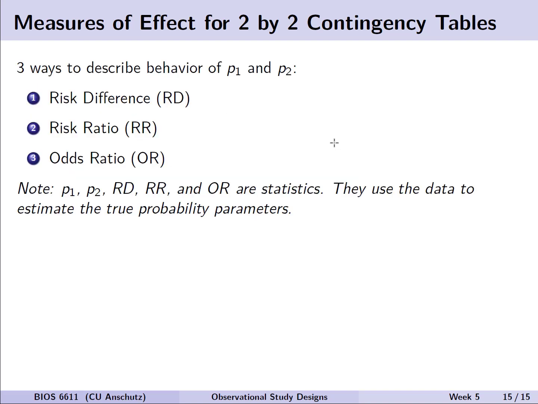In the next lecture, we're going to talk about the ways we can describe the behavior of P sub 1 and P sub 2 based on the risk difference, risk ratio, and odds ratio. It is useful and important to note here that P1, P2, RD, RR, and OR are all called statistics. They use the data to estimate the true probability parameters at the population level, but they themselves are an estimate, or a statistic, of our sample. And so with that, I look forward to discussing with you more in the next lecture the ways we can actually measure these effects and show some examples.